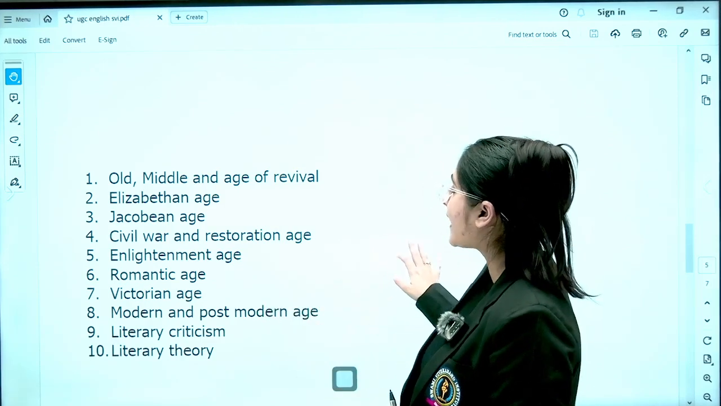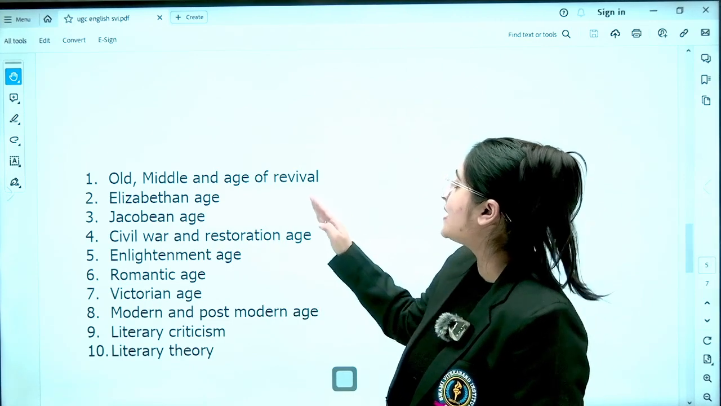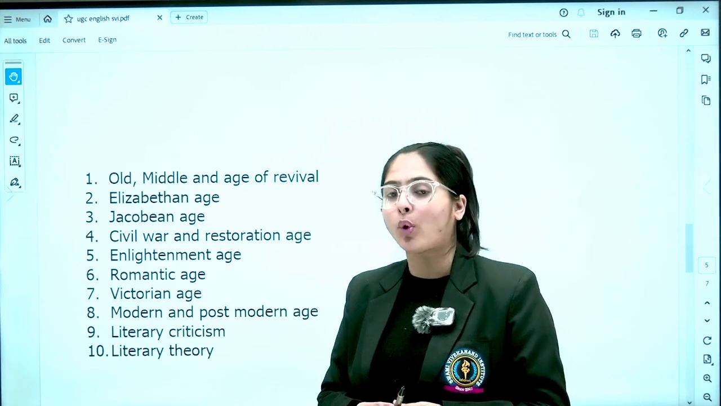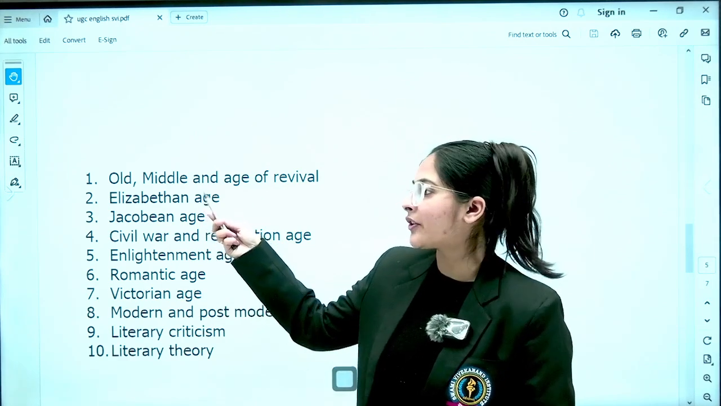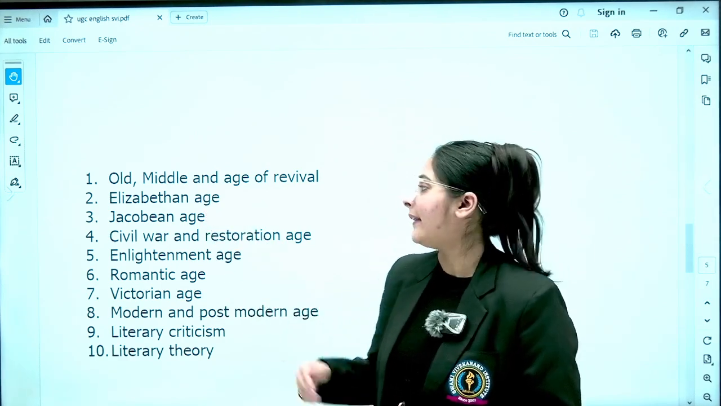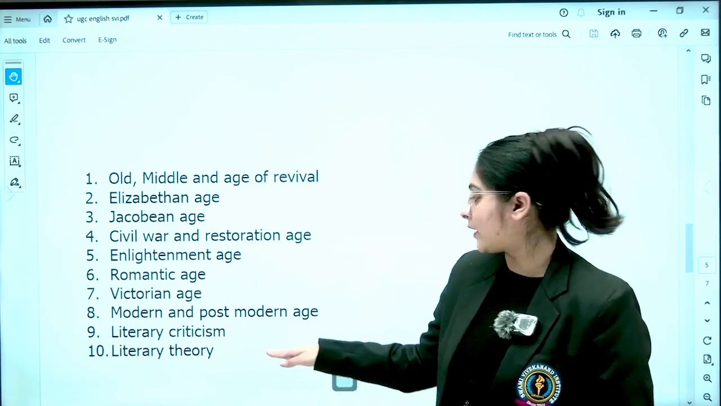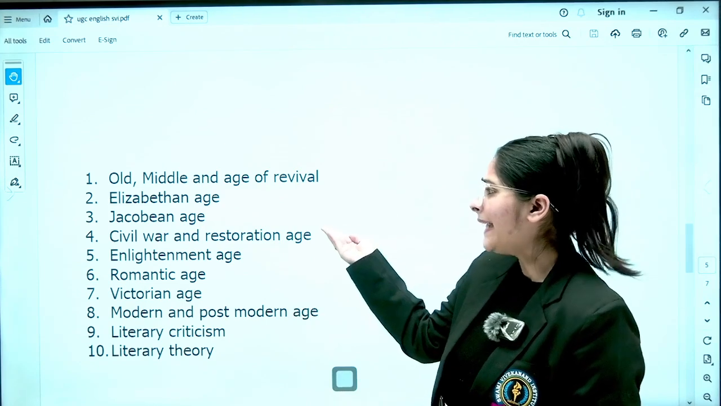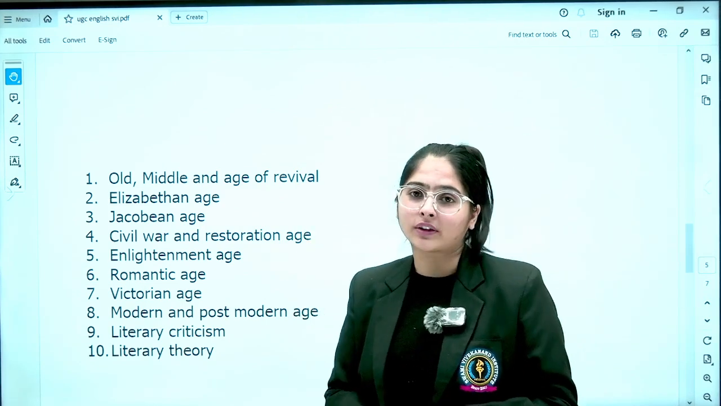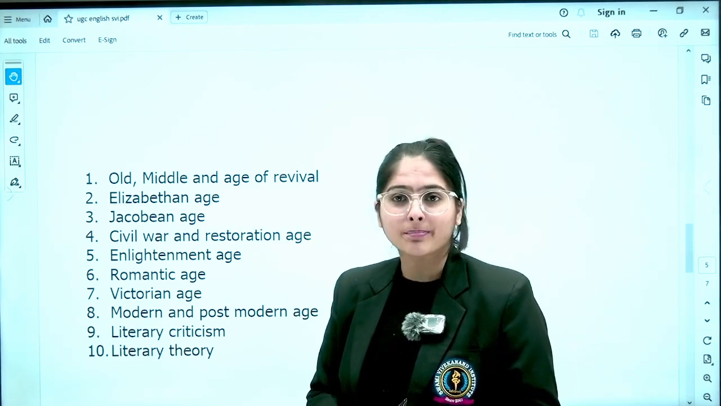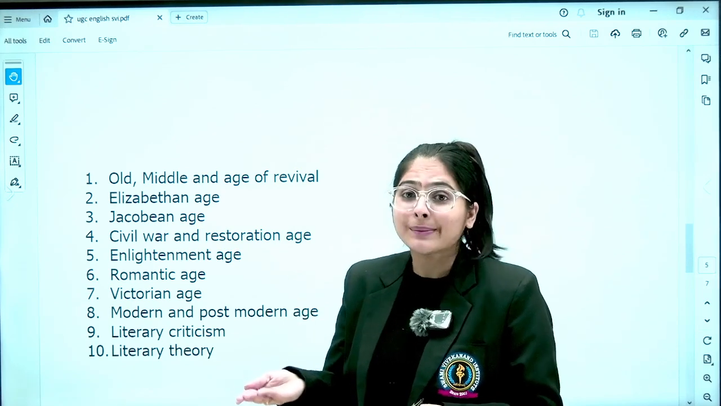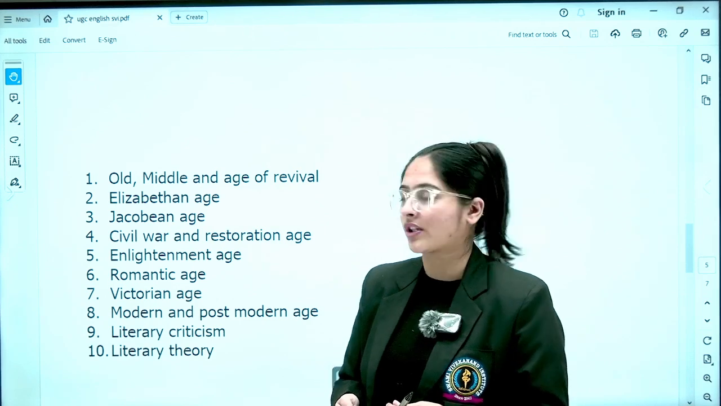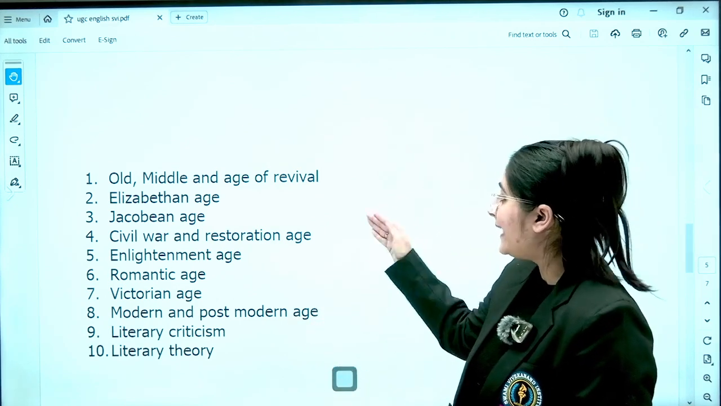So the first thing is the Old, Middle, and Age of Revival. As I told you just 5 minutes before, we will start British literature with Old English, and then we will go up to the last century, that is the postmodern century. In the Elizabethan age, we have authors like Christopher Marlowe and William Shakespeare, and the dramas of William Shakespeare are quite important. We cannot leave any one of them.